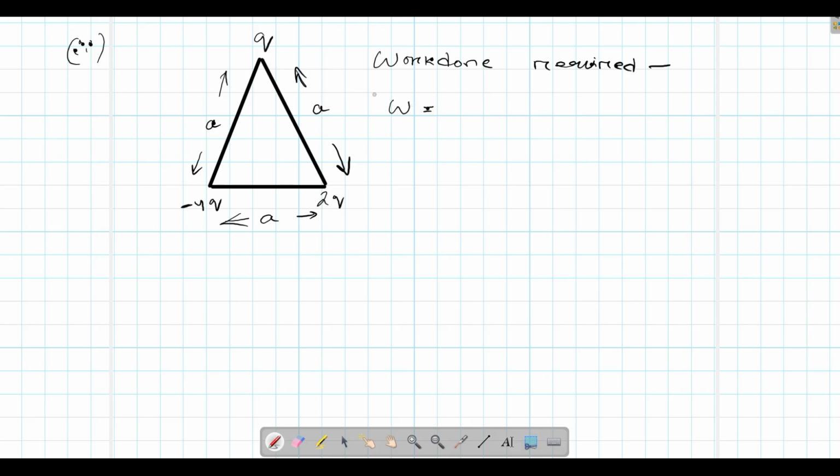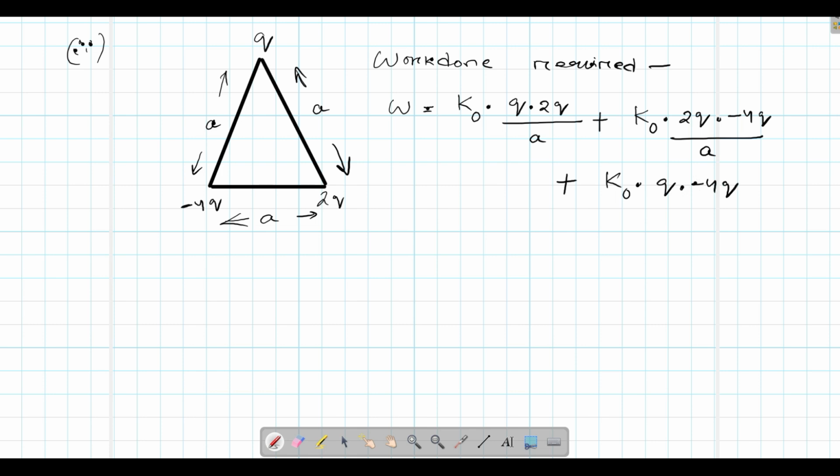Work done equals k0 q into 2q divided by A, plus k0 2q into minus 4q by A, plus k0 q into minus 4q divided by A. That is the work done to dissociate the system of charges q, 2q, minus 4q placed at the vertices of an equilateral triangle with side A. And after solving, the unit is joule.